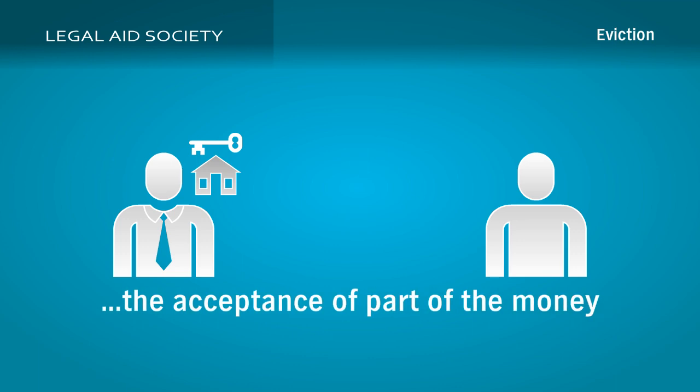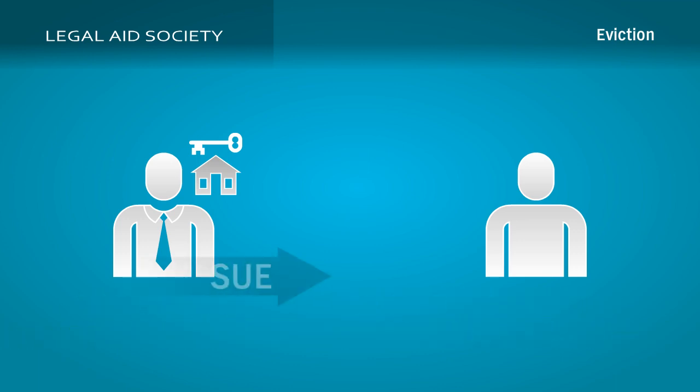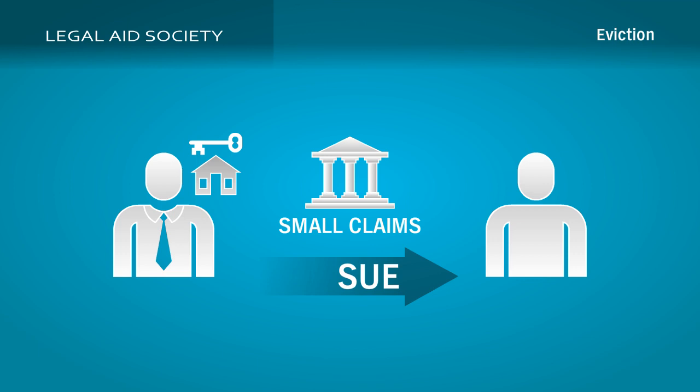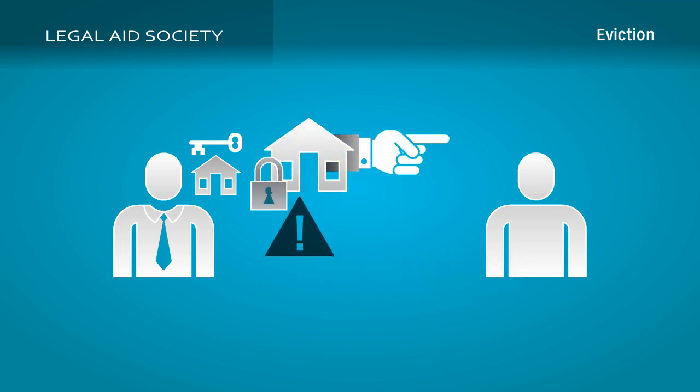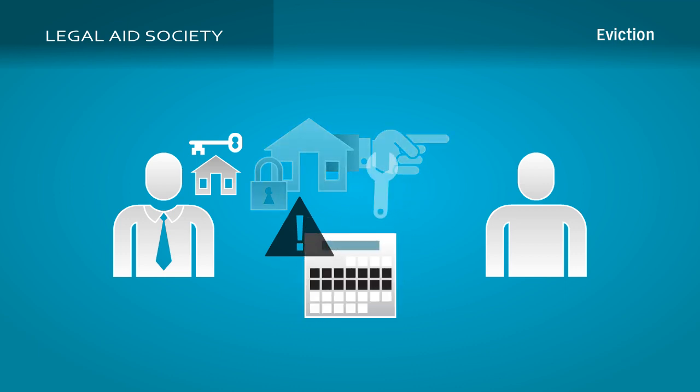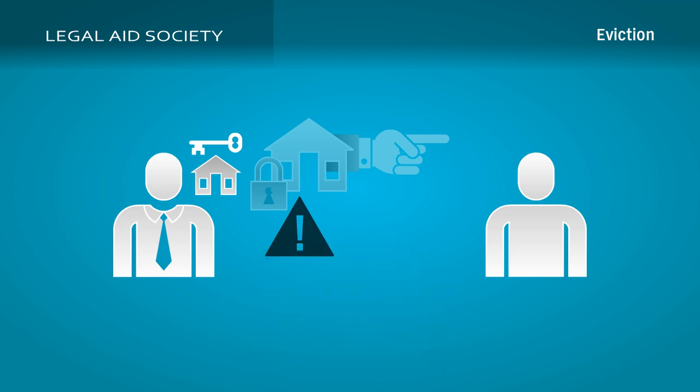Even though the acceptance of part of the money from you prevents him from being able to evict you, the landlord could still sue you in small claims court for the remaining amount. If your landlord is evicting you for some other reason than paying the rent, he must give you 14 days to fix the violation he's accusing you of. But he is not required to give you the 14-day opportunity if you have committed the same behavior within the past 6 months. Also, if your landlord accepts any rent from you after he knows about the violation, he cannot evict you for that violation.